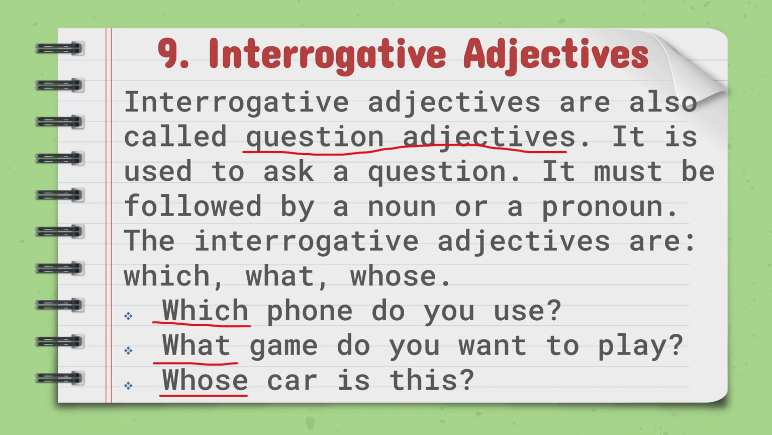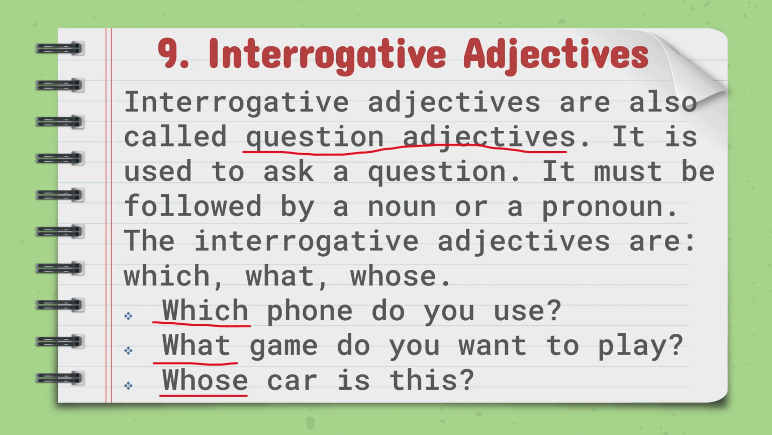Lastly, we have interrogative adjectives. Interrogative adjectives are also called question adjectives. Why are they called interrogative adjectives or question adjectives? It is because they are used to ask a question. Just remember that again, do not be confused with interrogative pronouns. The difference is that interrogative adjectives are followed by a noun or a pronoun. It means they come before a noun. Just remember that trick.